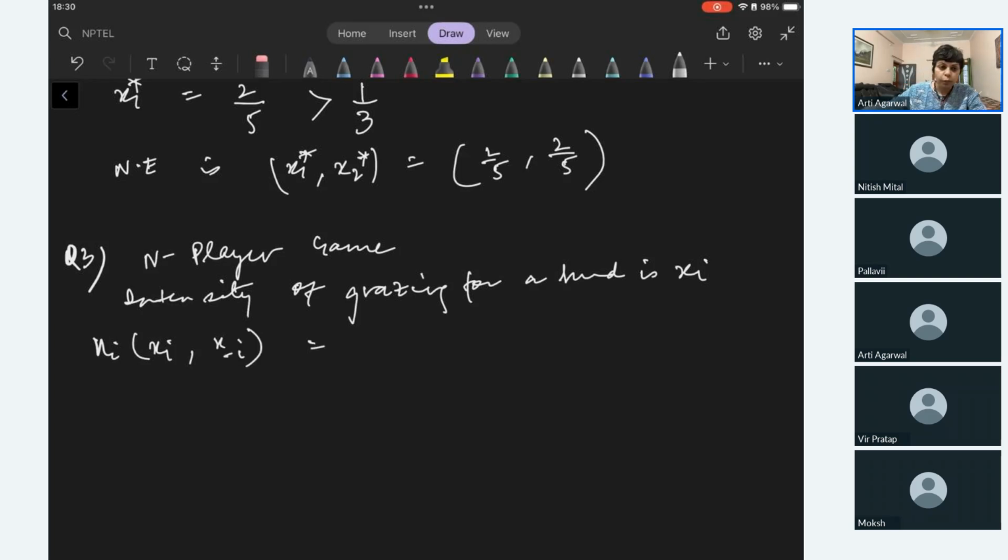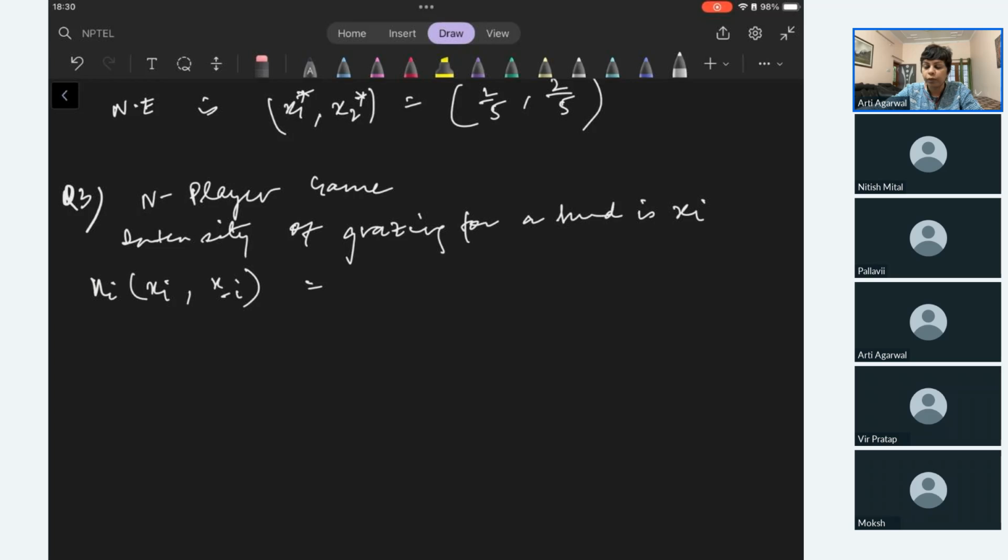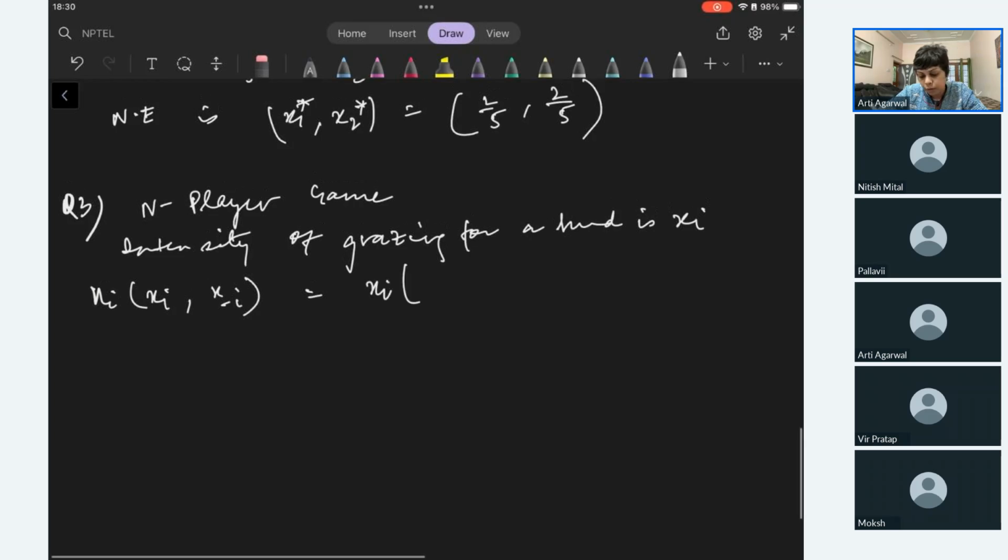And what we want to do is write it first just keeping it as xi, and then, to simplify it and see what happens, we will assume that all the x's are actually the same. So you will take this as xi into 1 minus n minus 1 into x, where x is the intensity of grazing of all other players. They have the same intensity of grazing. So out of the n players, you are xi, my herd's intensity of grazing is xi. For all the other n minus 1 herds, they all have x as the intensity of grazing.